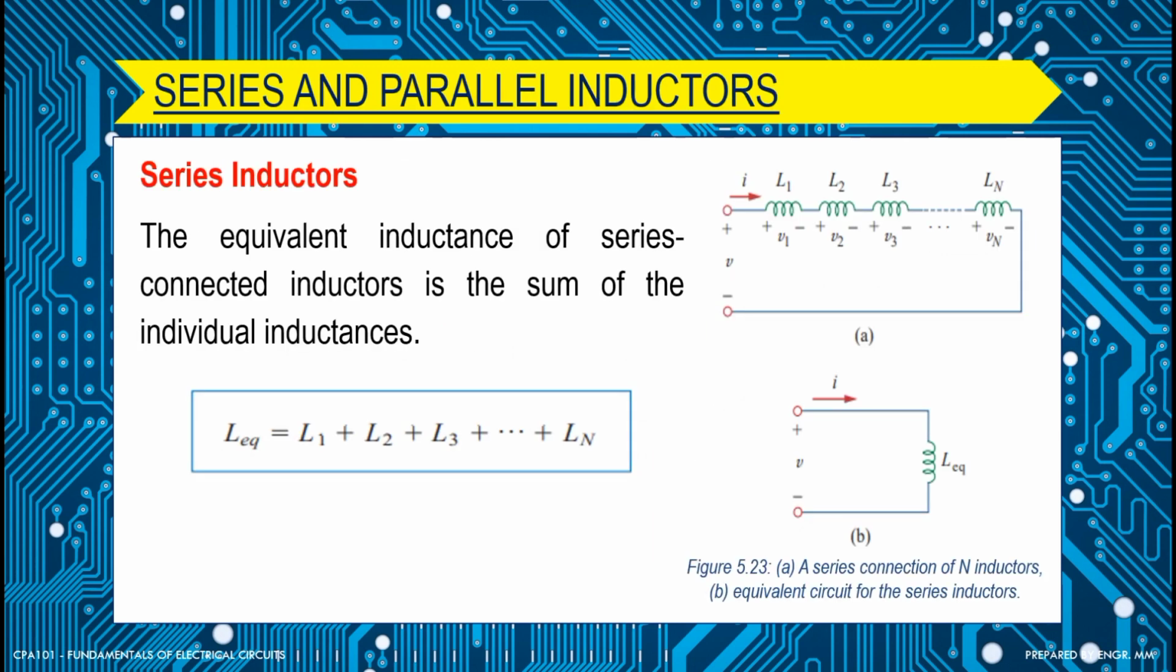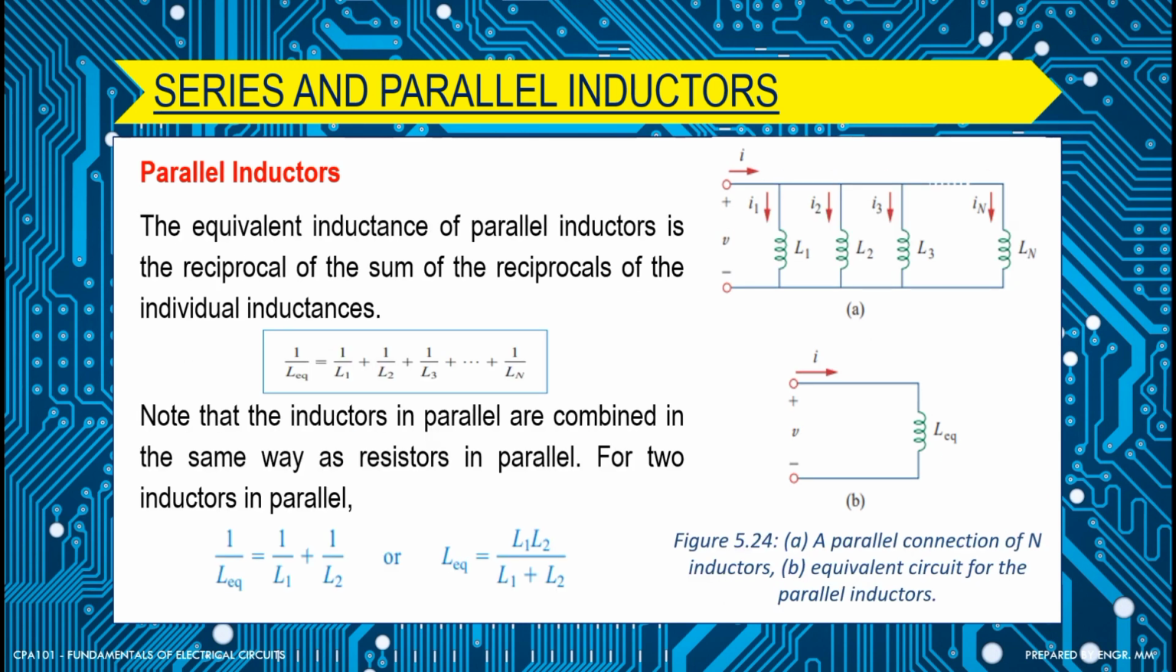We have series and parallel inductors. Dealing with series and parallel inductors is just like dealing with series and parallel resistances. If we have series inductors, to find the equivalent inductance, we only have to get the sum of the individual inductances. For parallel, it is the reciprocal of the sum of the reciprocals of the individual inductances.